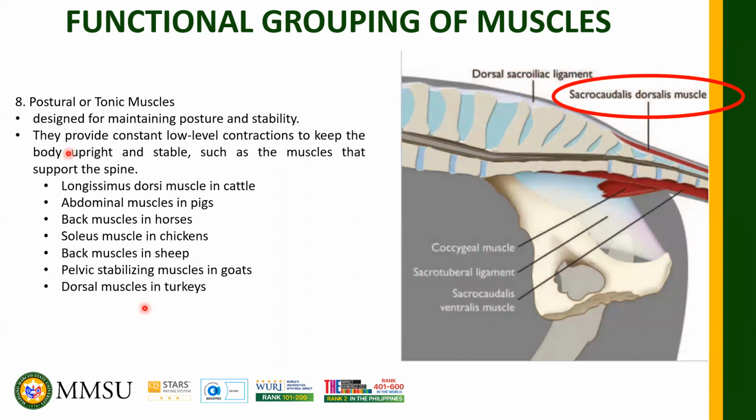And then another one, we have the pelvic stabilizing muscles in goats. They have postural muscles around the pelvic region, which usually include the sacrocaudalis dorsalis muscle, which stabilizes the pelvic girdle and maintains the posture. Okay? And then we have the last one, the dorsal muscles in turkeys. So it's more on posture also while the animals are standing. Okay? So it also supports the body weight.